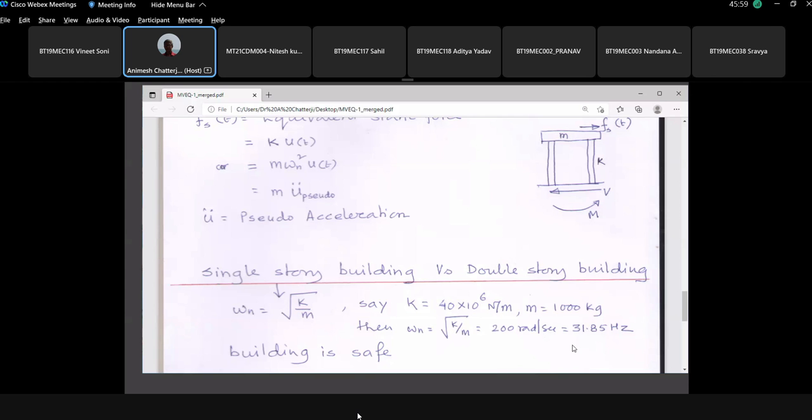So as an engineer, suppose this building is in El Centro. What will be your comment on the building? Is it safe or unsafe? Safe, sir. Why? Because it is in a frequency zone where the maximum deformation is negligible. That is why you are calling it safe. Correct, yes, sir.